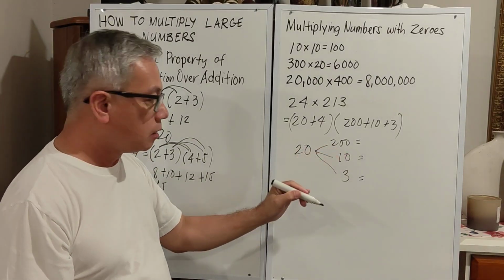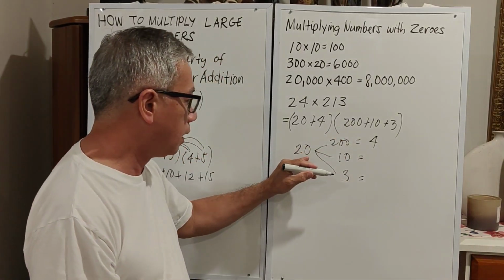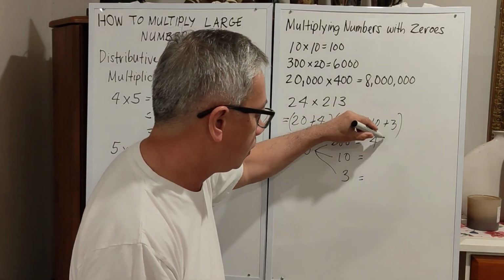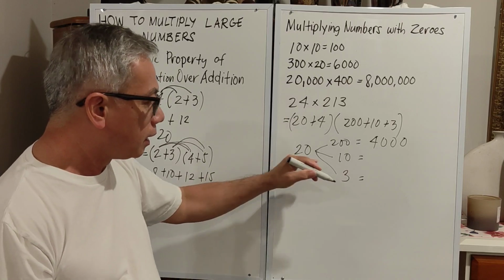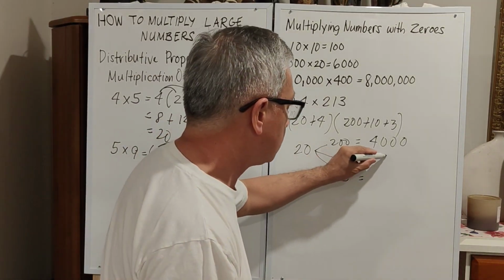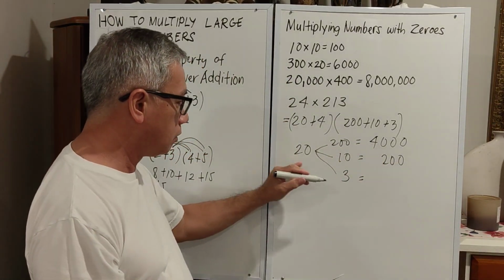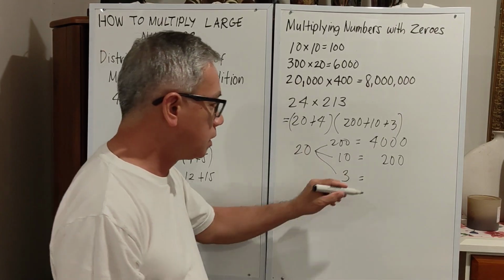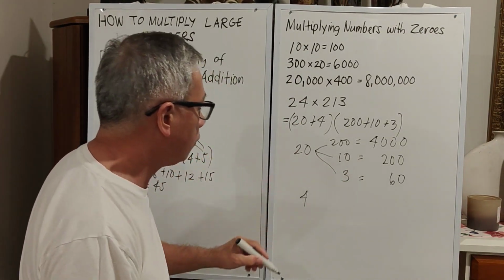20 times 200, so we multiply the first digits, 2 times 2 is 4. And then we add the zeros, 1, 2, 3. We get 3 zeros. 20 times 10 is 2 times 1, 2, plus 2 zeros. 20 times 3 is 2 times 3 is 6, plus 1 zero is 60. And then we do the 4.